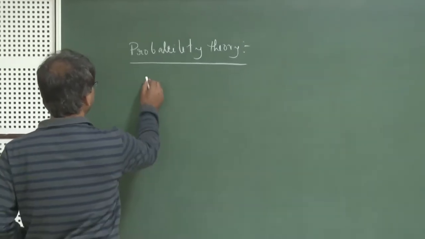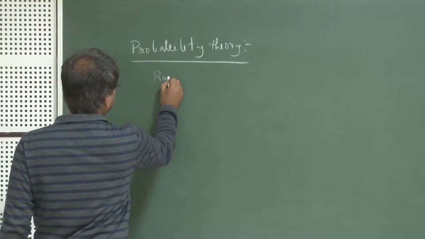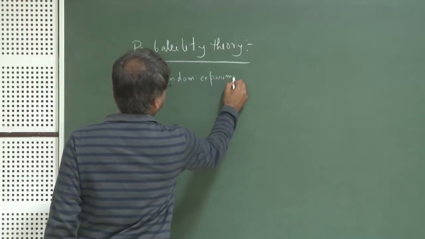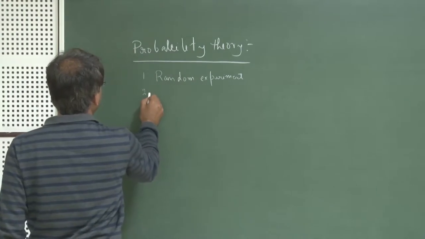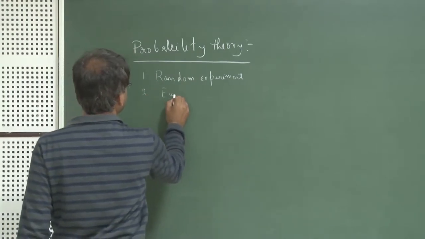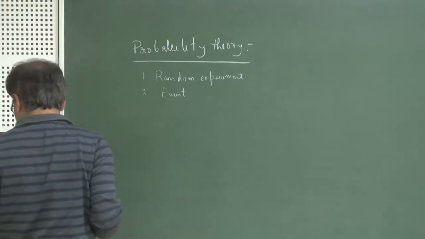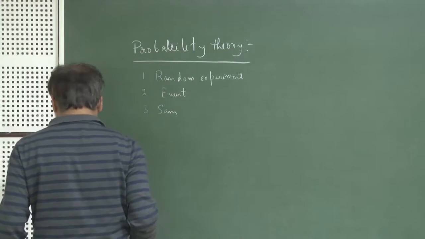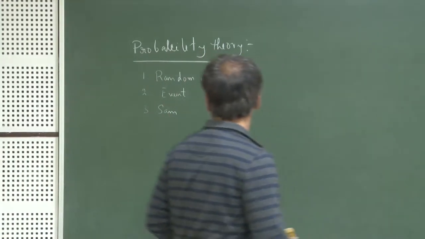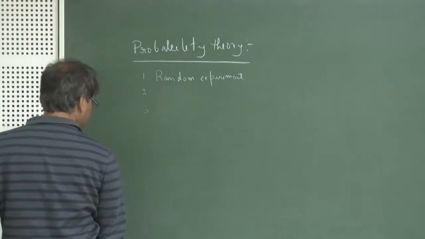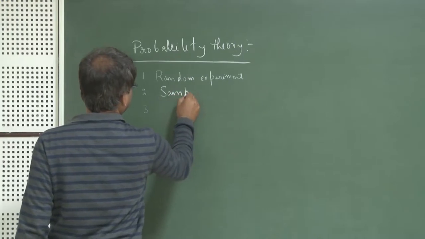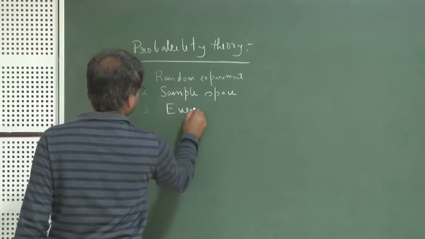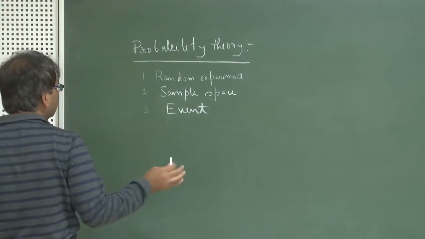So start with the random experiment. There are a few concepts: random experiment, number one; number two, event. I will describe everything one by one. Sample space should come earlier than the event. Then event, and then mutually exclusive events, all those things.